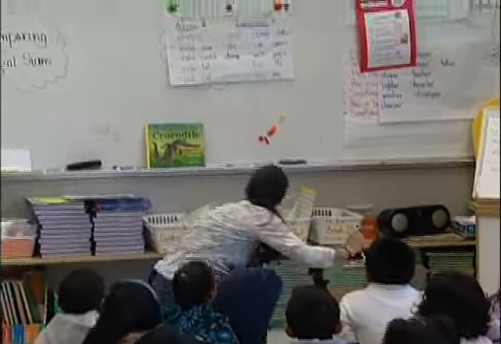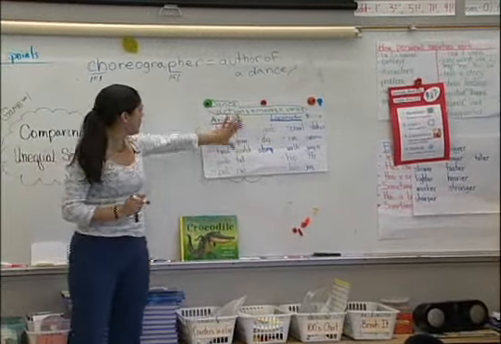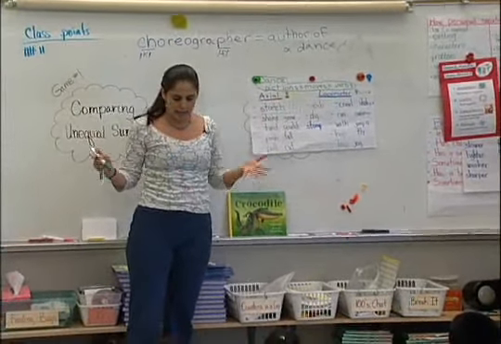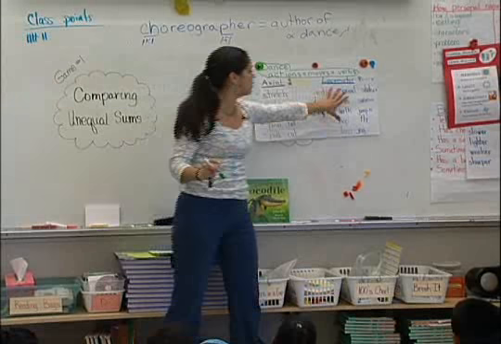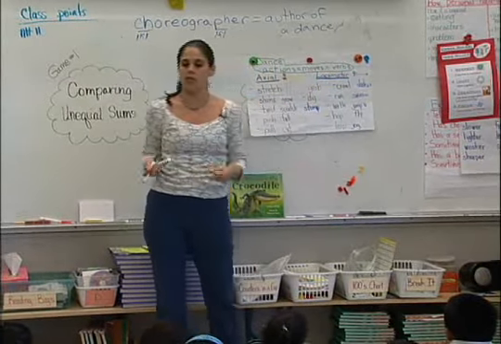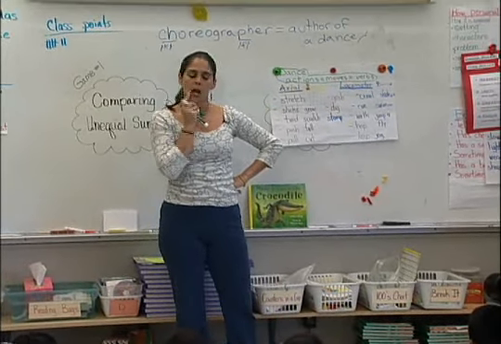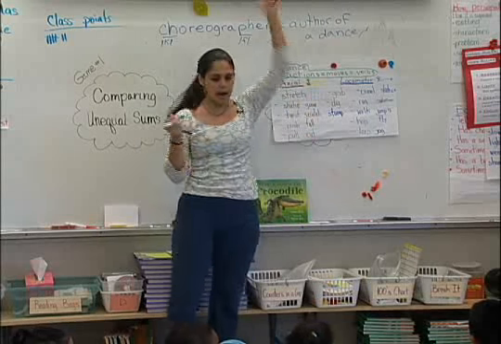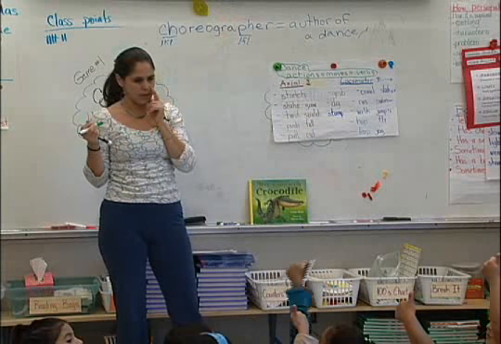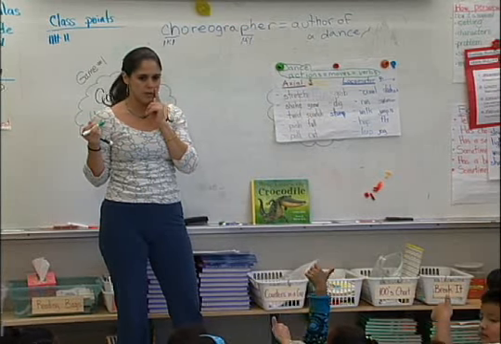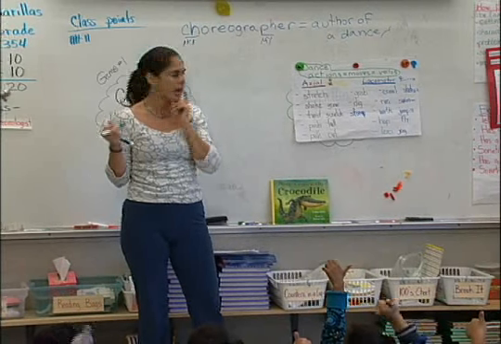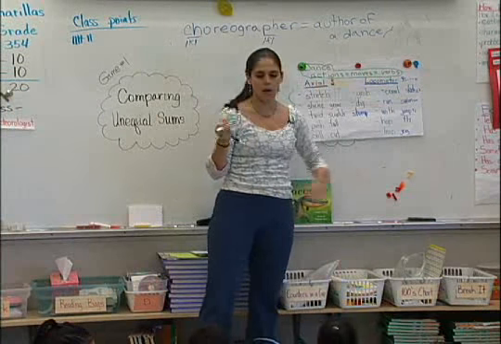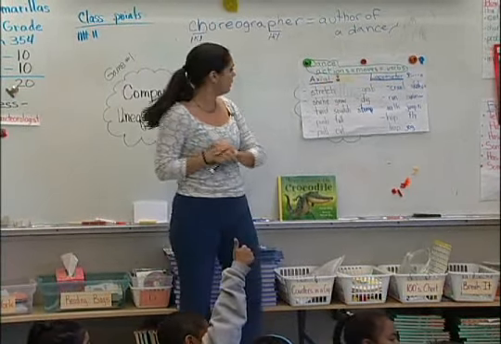Okay, where should we put it? Should we put it under axial because we're staying in one place, or should we put it under locomotor because we're moving around? Okay, thumbs up if you think laying down should be axial, because we're not going to move around. We're going to stay in one place. Okay. And how many of you think laying down should be locomotor?